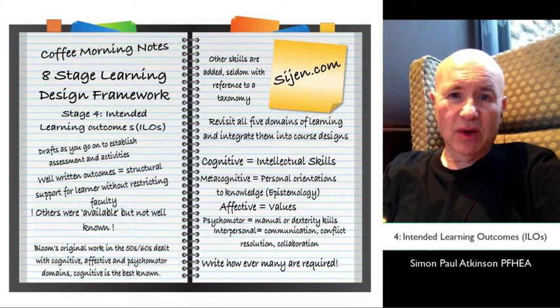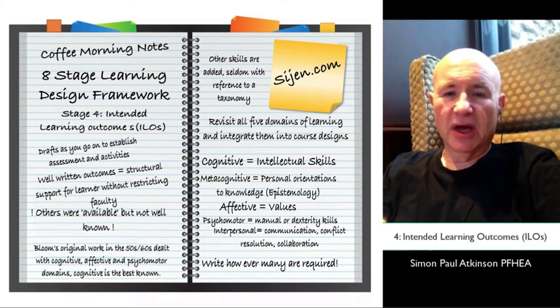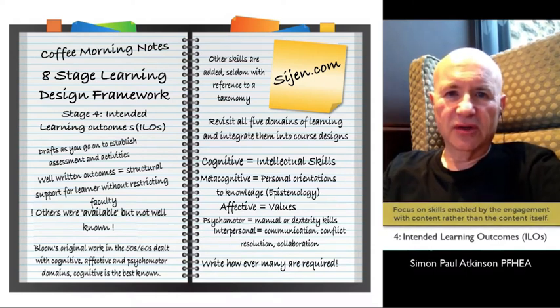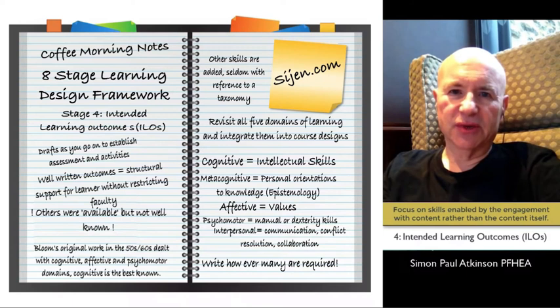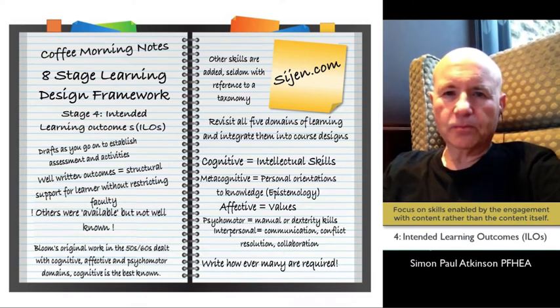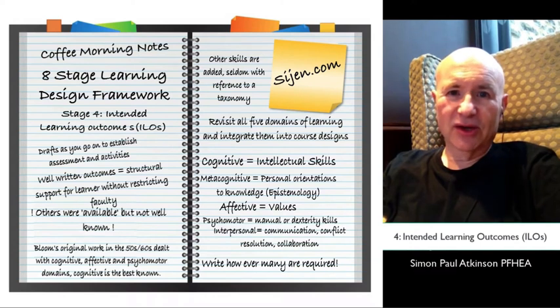So writing those outcomes at stage 4 is a very developmental process, and a lot of time and effort in a course team is spent on doing that, because it allows them to think really seriously about the skills, not the content, that students are going to acquire through encounters with particular content. So it's a very important part of the process. How you write intended learning outcomes, I will do in detail in a future video.